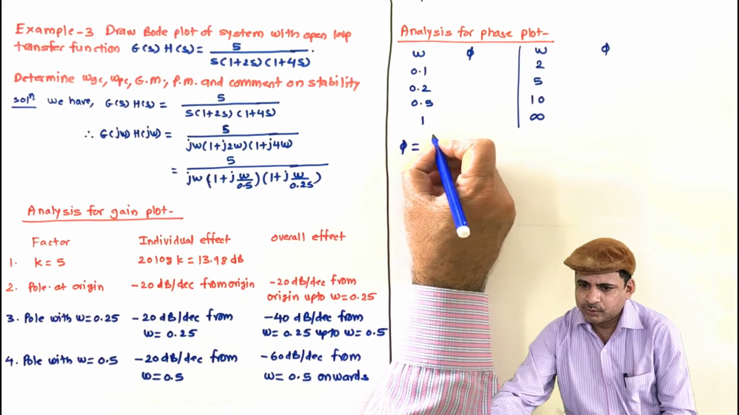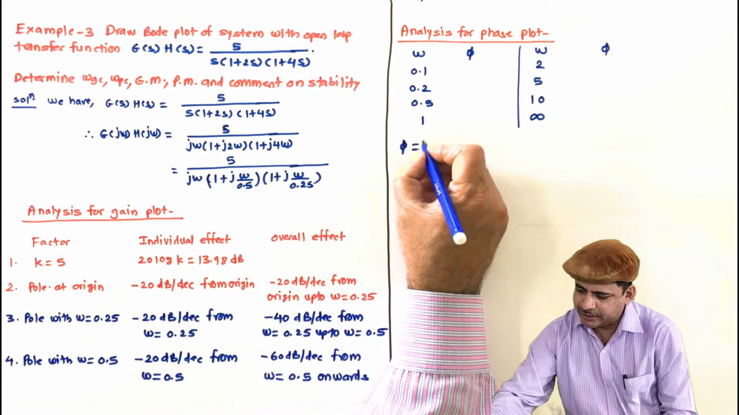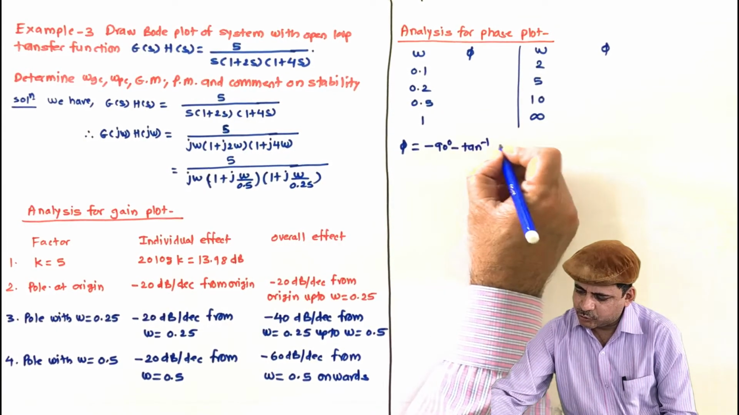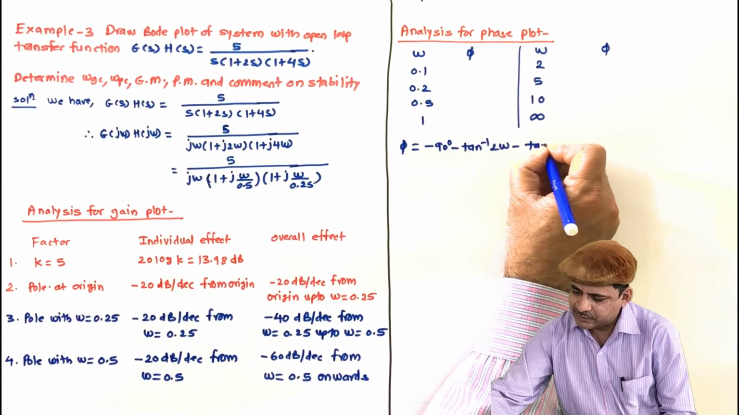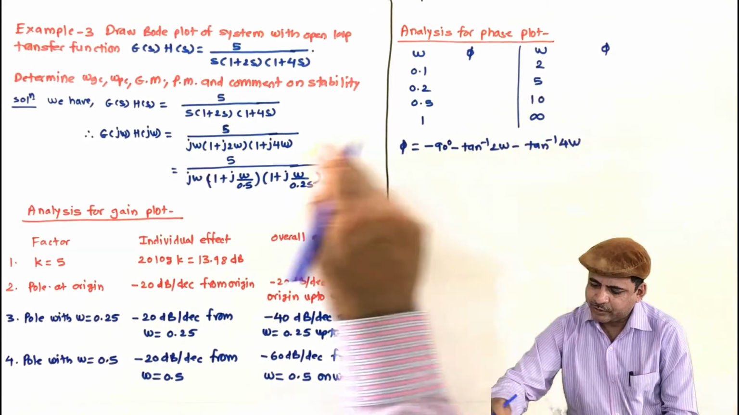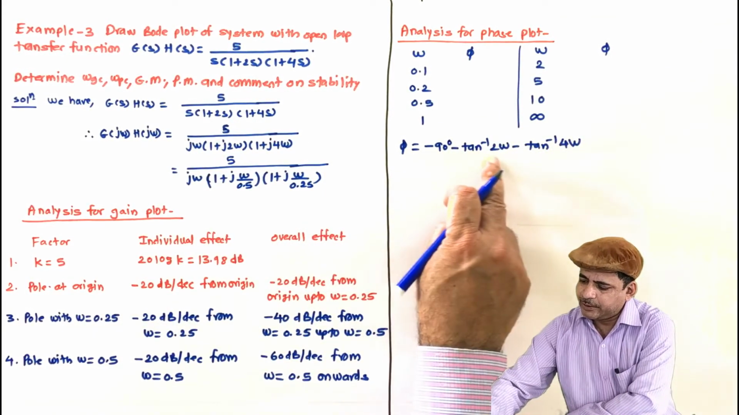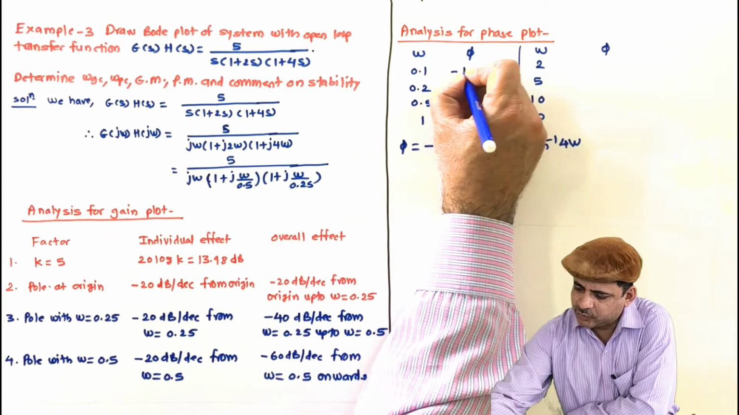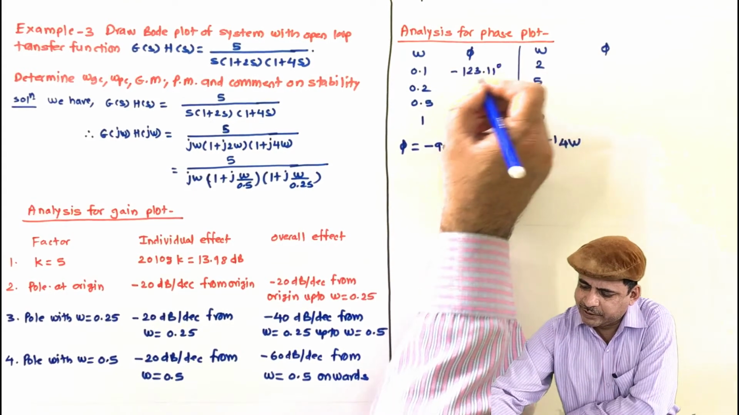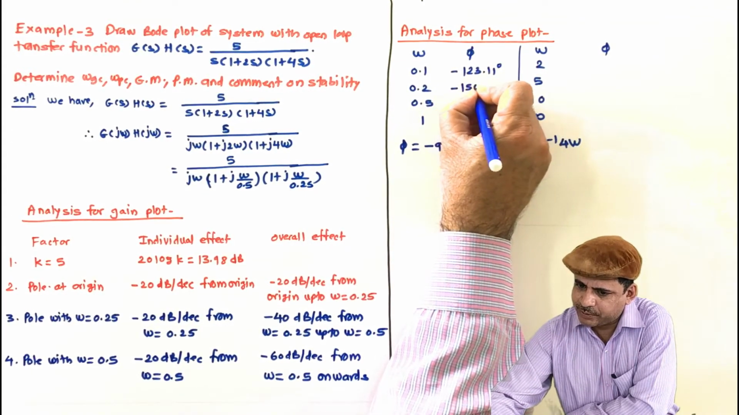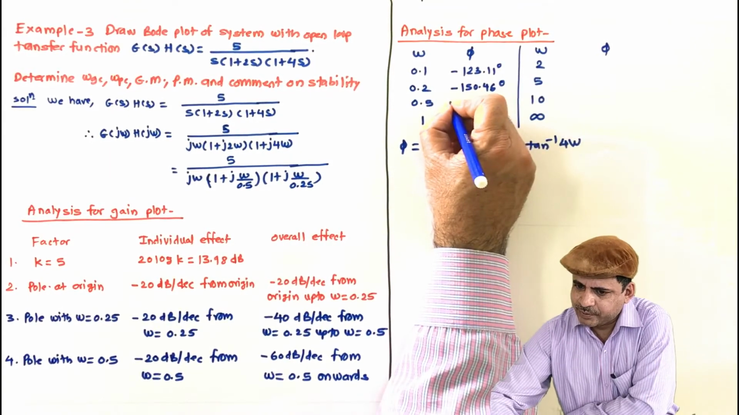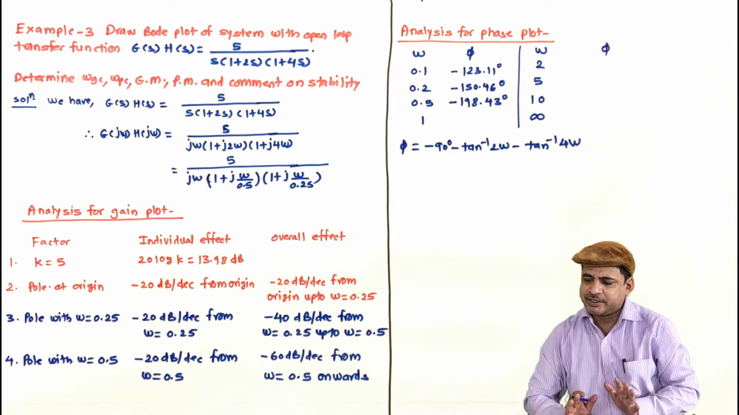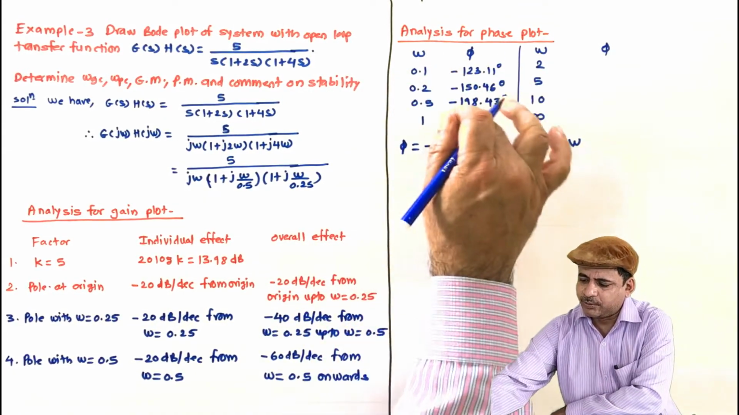Phi is equal to minus 90 minus tan inverse of 2 omega minus tan inverse of 4 omega. You can calculate from this also. And if I substitute these frequency values in this formula, I will get the values as minus 123.11 degree, minus 150.46 degree, minus 198.43 degree. That means omega PC will be somewhere near 0.5, prior to 0.5.